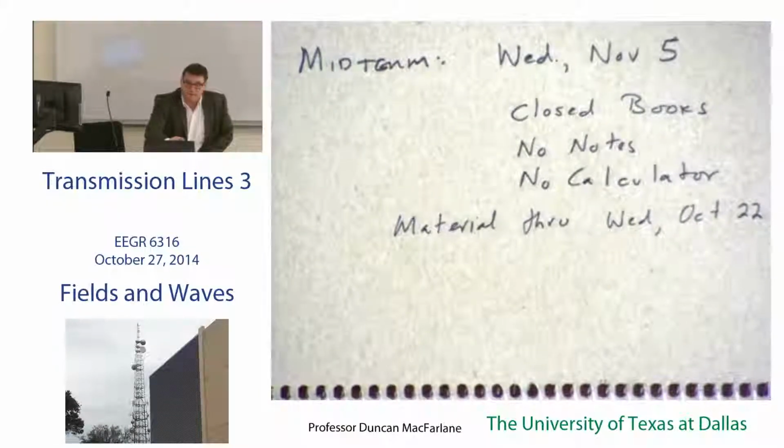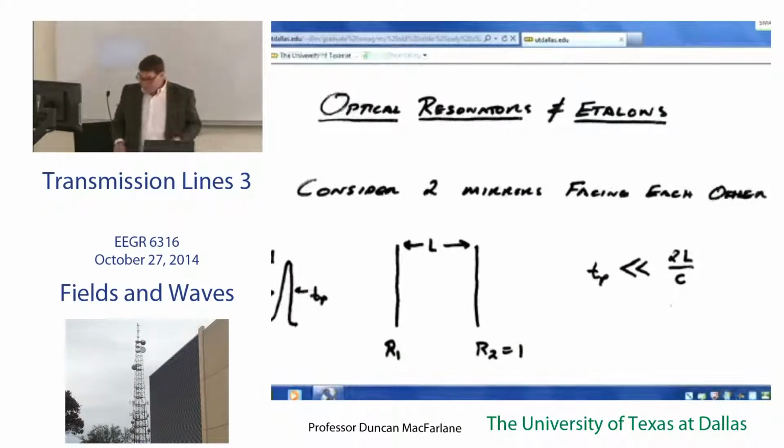Good. All right. So let's have some fun tonight. There's a classic problem called the Etalon, or the Fabry-Perot Etalon problem in optics. I don't know how many people have heard of that. Has anyone? Okay. Well, it's a transmission line.